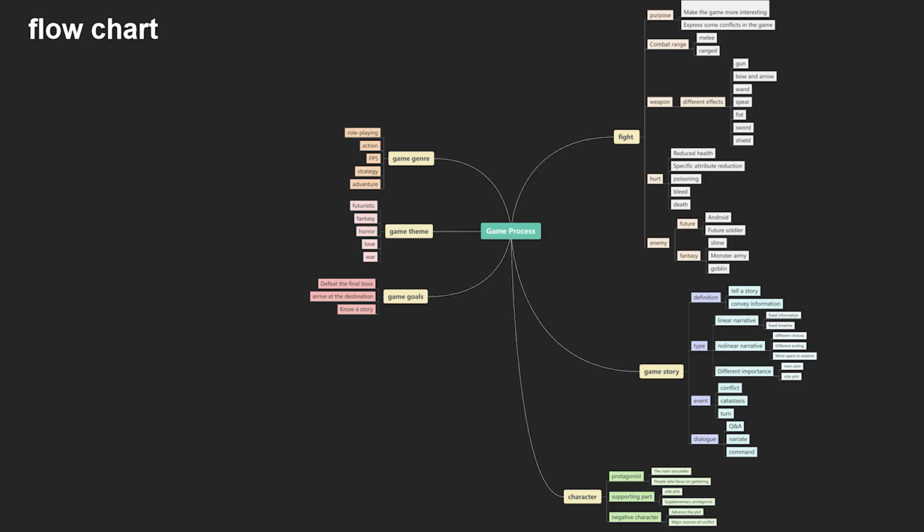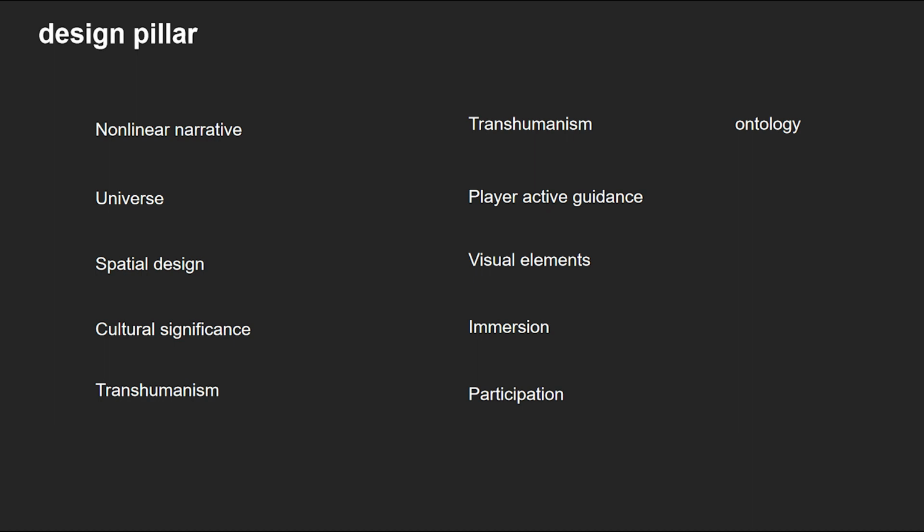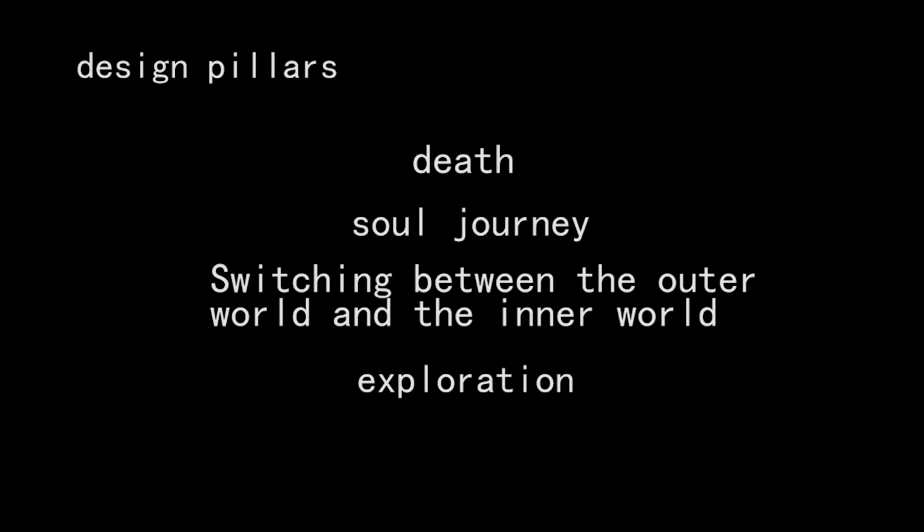This is our team content. We started by thinking about the game process of a common game, which mainly consists of 6 parts: game genre, game theme, game goal, combat system, game story, and character. I brainstormed them one by one. Next, we summarized and selected the following keywords as our design pillars from the lecture we read. Finally, I chose and combined these keywords with the content of my game, and made some modifications and additions, forming my final design pillars.